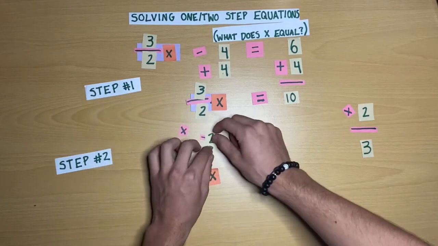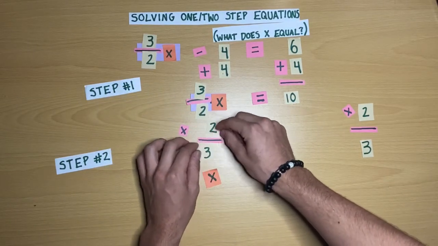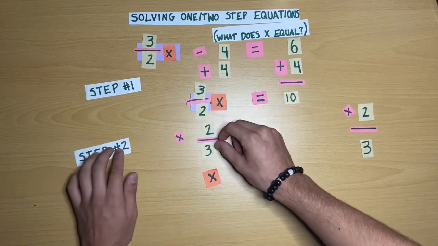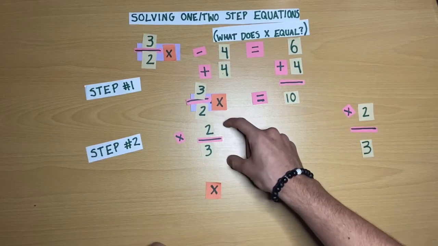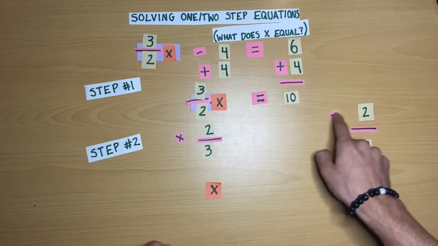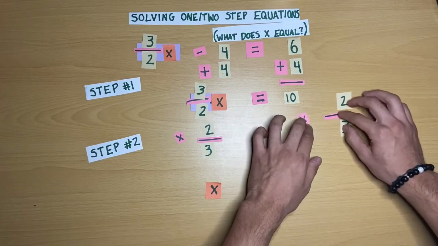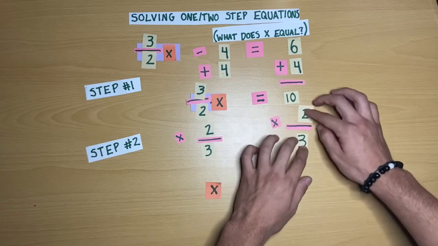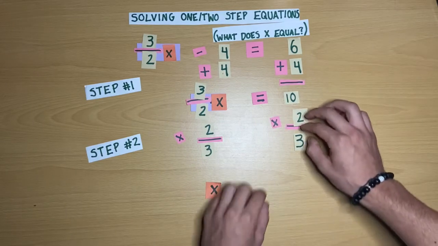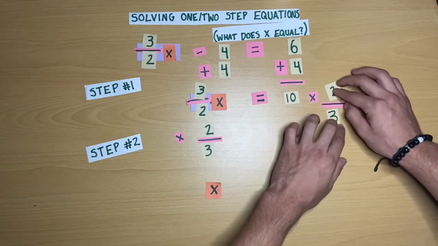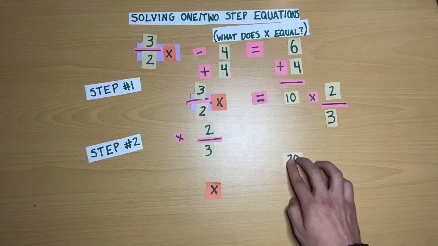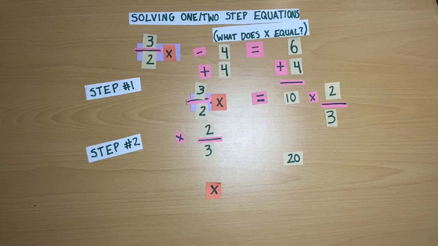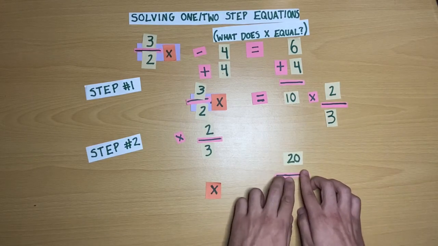So I'll bring this back down. So this is our step 2. But since we did it to this side, we also need to do it to this side. So in doing so, we're doing it like this. Let me just move it up here so you can see it clear. You get 10 times 2, which is 20. And then all that is over 3.